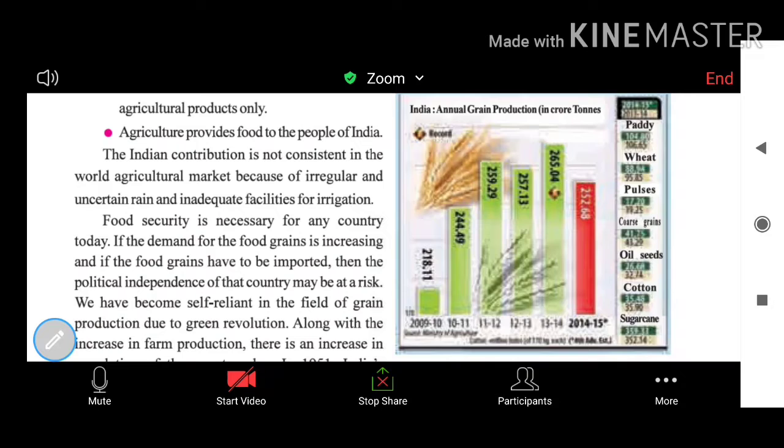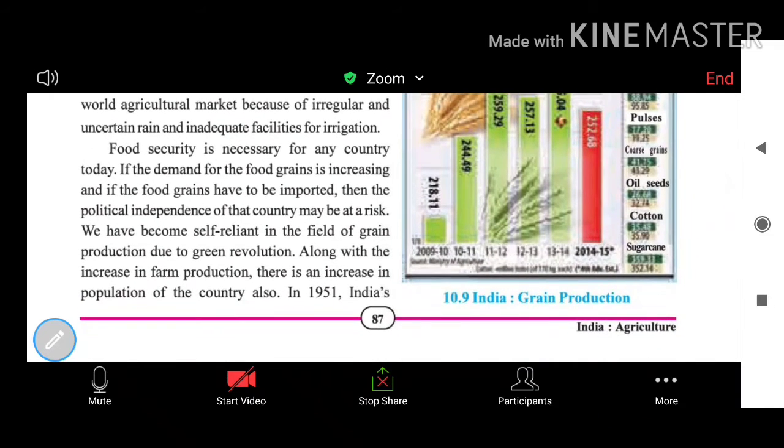कहीं ना कहीं ऐसे कुछ parts हैं, still in India में, that they are lacking irrigation. Still the irrigation is not good. There are some of the states, villages, or small areas where there are no good irrigation facilities provided. Still, food security is necessary for any country today.